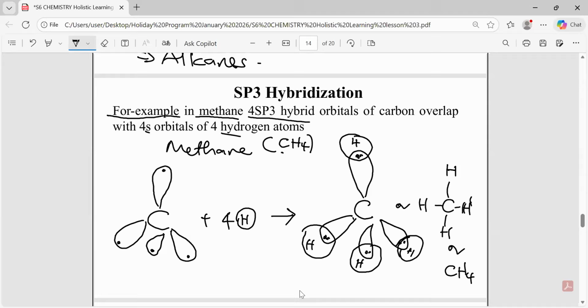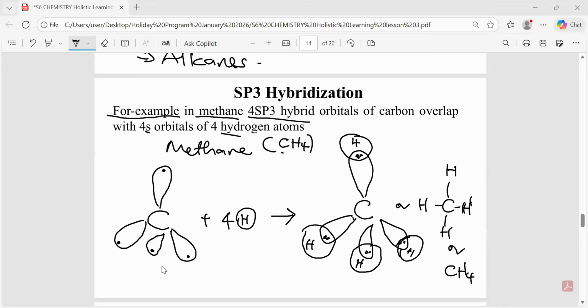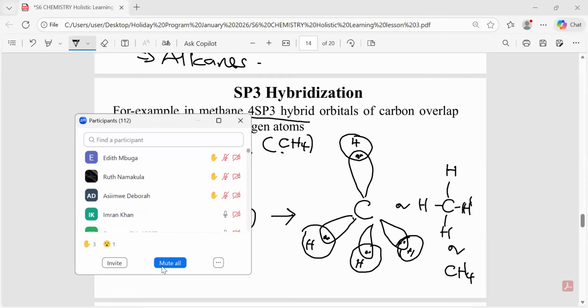Imran, do you think we need to explain more, or that one becomes clear? I think that is enough. Maybe what they need to know about is the bond formed in between. Yeah, I like that. Which bond is formed?